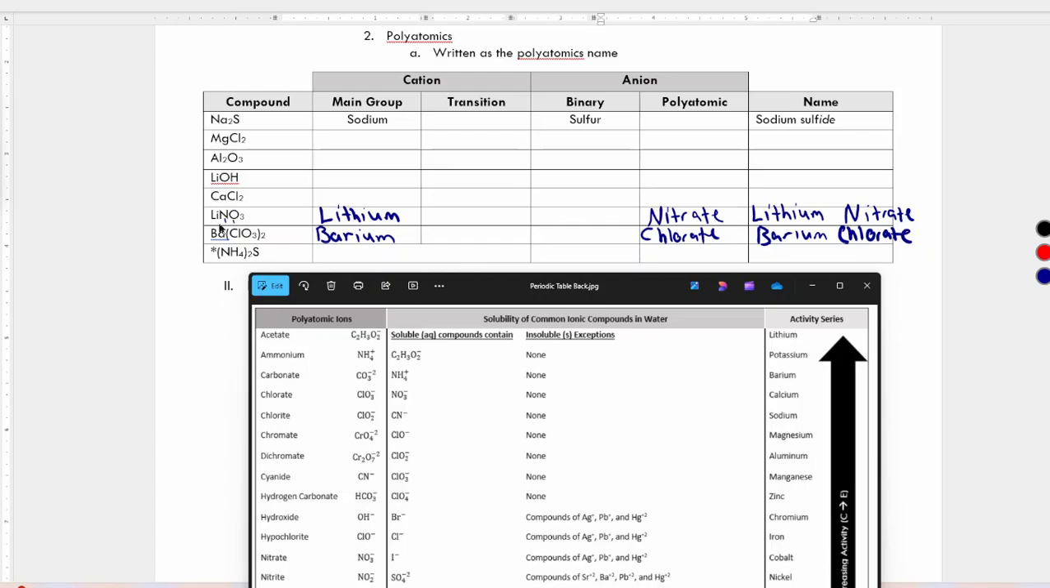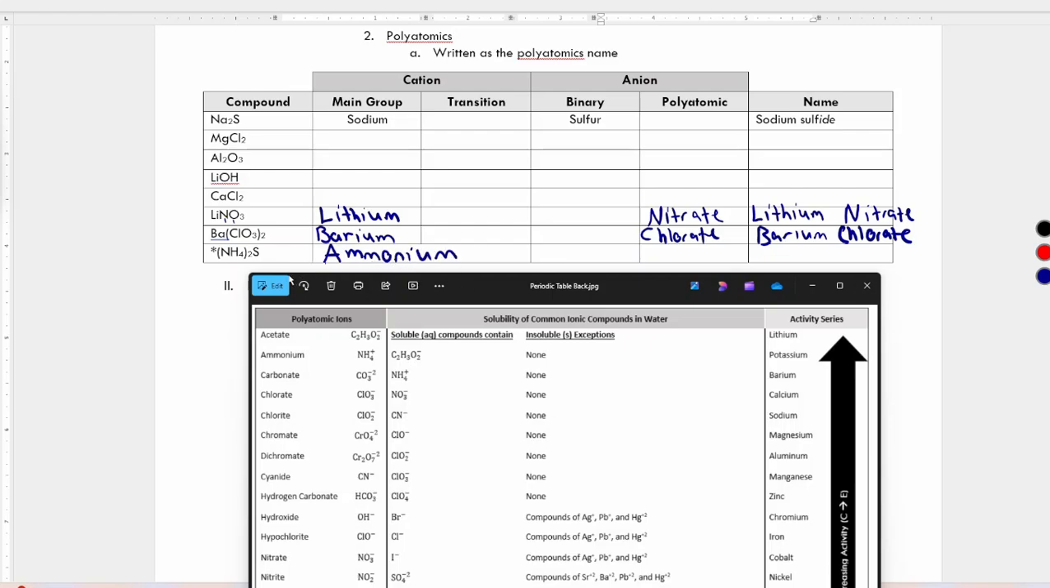Next one, NH4. That one's special. And anytime you see NH4, you should just know that's a polyatomic ion. You have to come back here and look. This is the only polyatomic ion that acts like a metal. It's the only one that's positive. And this is called ammonium. It's got an M at the end. Don't forget it.